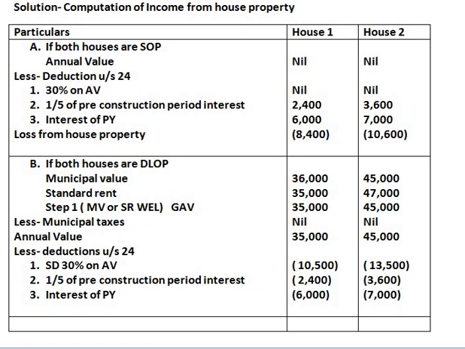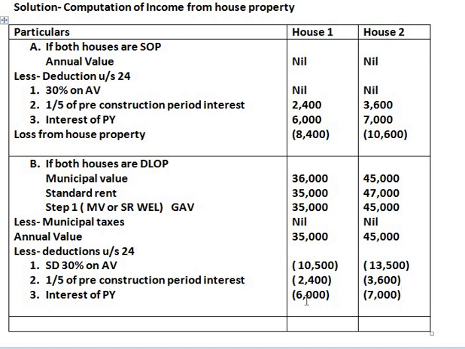Now when both the houses are treated as deemed to be let out property, we make the comparison of the steps. Then we find gross annual value. We deduct municipal taxes if they are paid by the owner. If they are due, we do not consider those values. Then we get the annual value. From annual value, we make the deduction under section 24. There are three. One is standard deduction of 30%, second is 1/5 of pre-construction period interest, and third is interest paid in the previous year.